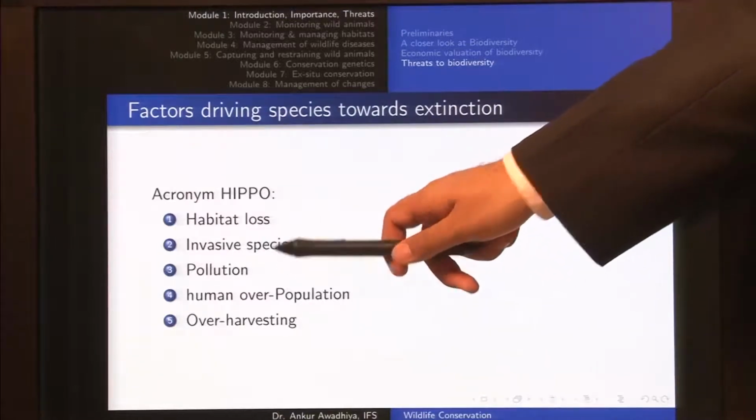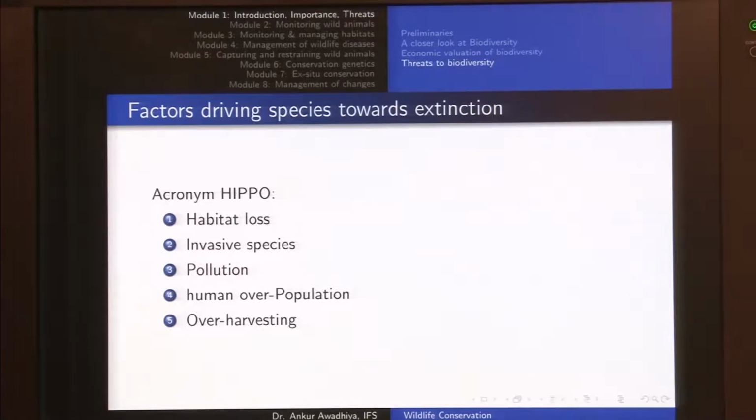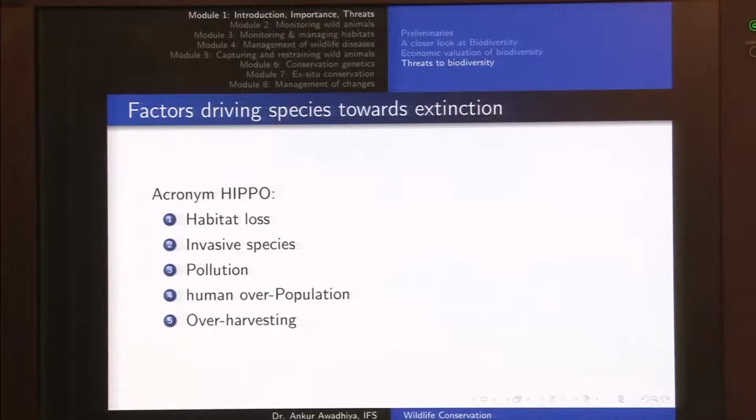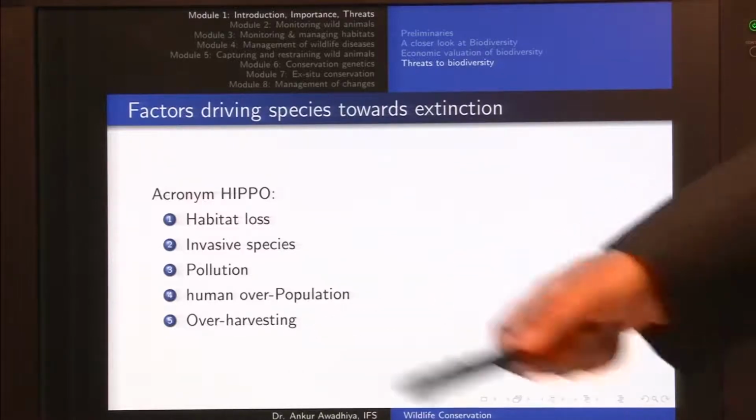P is pollution, which leads to a degradation of the habitat. The other P stands for human overpopulation, because these days human beings are the largest cause of species extinction. So the more humans there are, the faster would be the rate of extinction. And O stands for over harvesting.